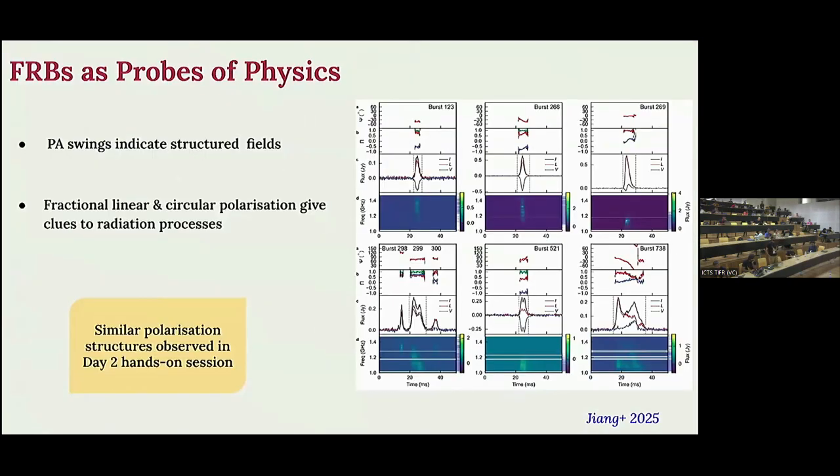So here, if there is a swing in PA, it suggests that the magnetic field is not random in nature, but it is structured or twisted. And here you can also see that we are also getting circular polarization, the left-handedness and right-handedness. So from PA, we get an idea of RM, and from RM, we get the idea of magnetic field.